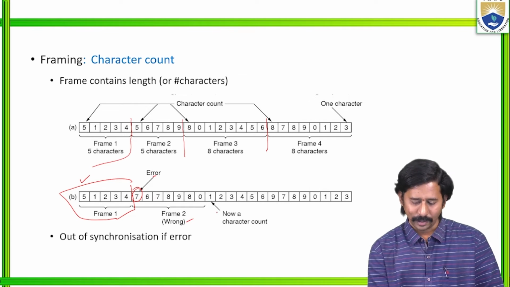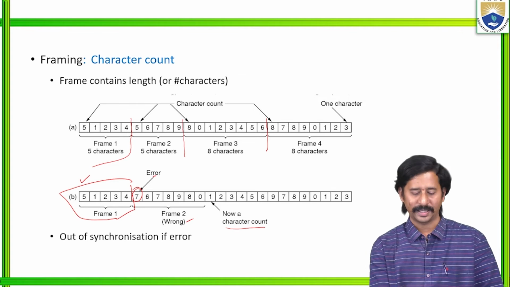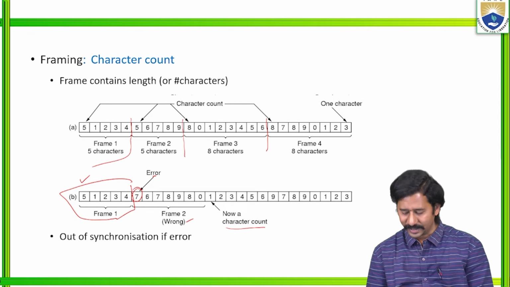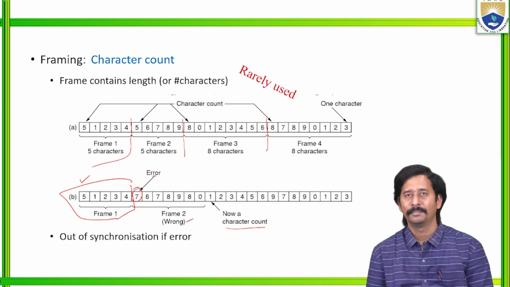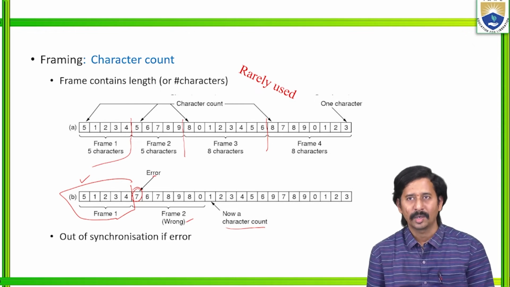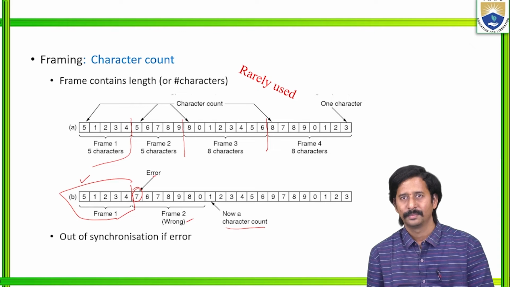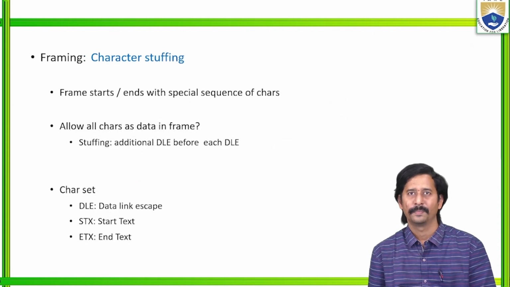Now from here, a character count takes place. So it goes out of synchronization if an error occurs. That is a character count, but this method is rarely used. There are a number of drawbacks because, in general, whatever the transmission medium, there may be a chance for errors like noise or attenuation. There are a number of parameters.